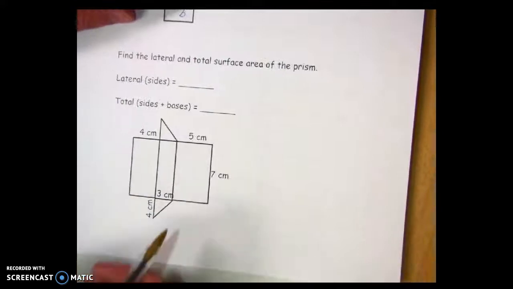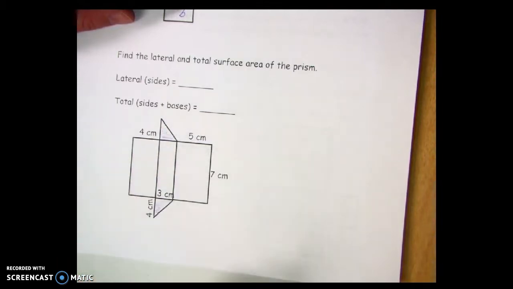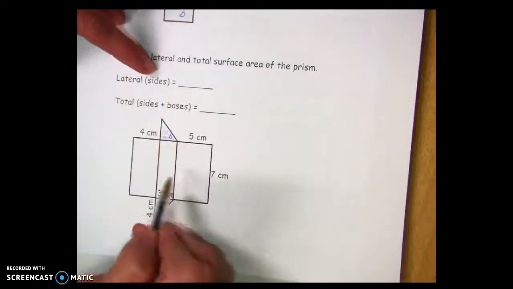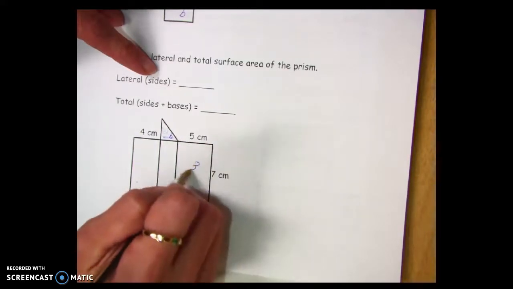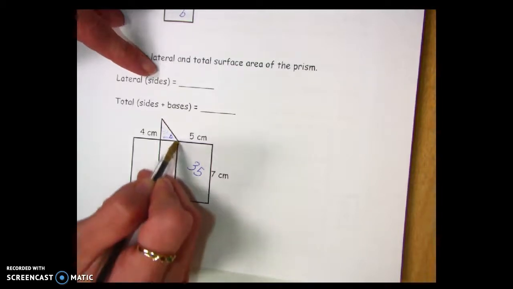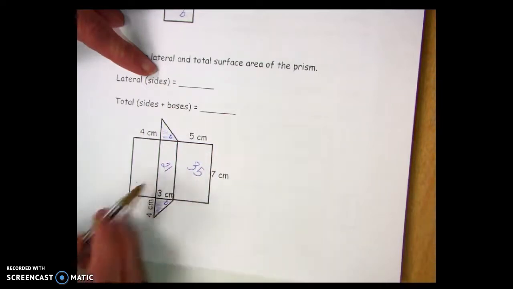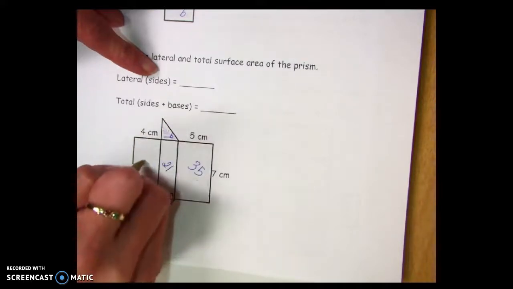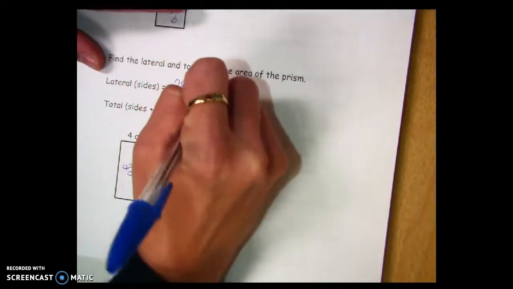Okay, this one is a triangular prism, so your triangles are going to be your bases. Here's a base, here's a base. To find the lateral, I'm going to do these 3 rectangles. Let's think about this. This one would be 5 times 7, so that's 35. This one, it tells me it's 3 here, and I know that this has to match this side. So that would be 3 times 7, so that would be 21. This one is 7 and 4, so 7 times 4 would be 28. So the lateral would be the 28 plus the 21 plus the 35.